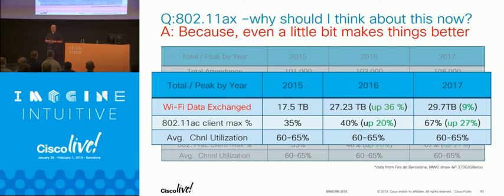Those types of little things go away. The other thing that we saw was as the clients came on, we got much better airtime performance, and it happened pretty quickly, right? So this is 3 years data from Mobile World Congress, actually. Back in 2015, we had 35% AC clients. We had a total of 17.5 terabytes. And the average channel utilization in this hall was 60 to 65%.